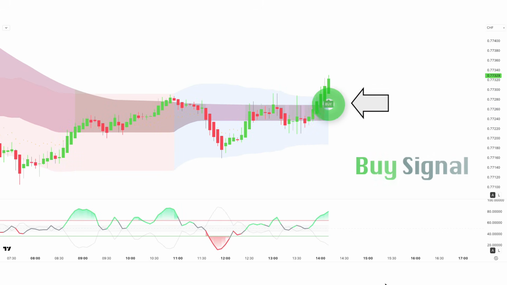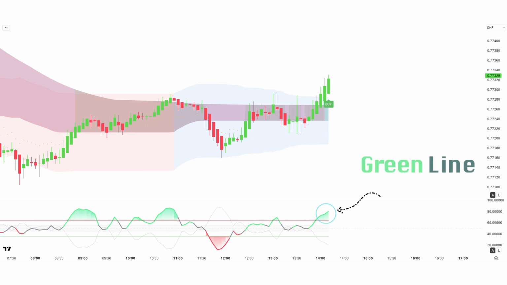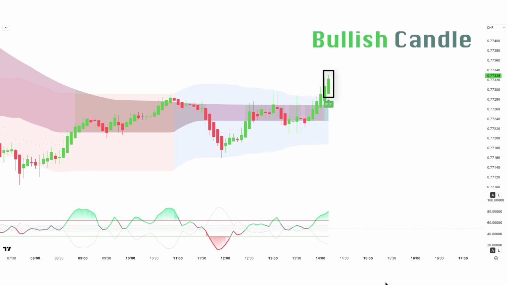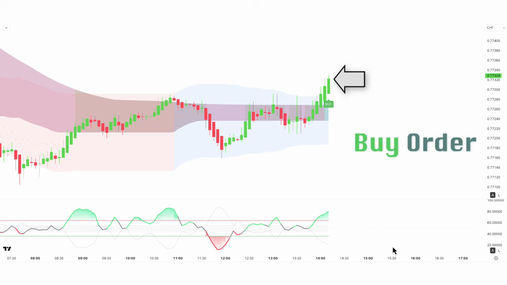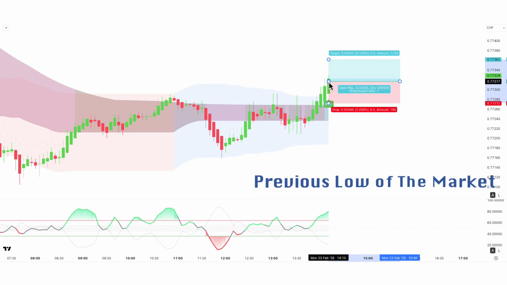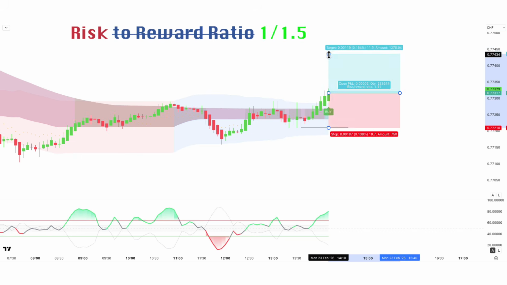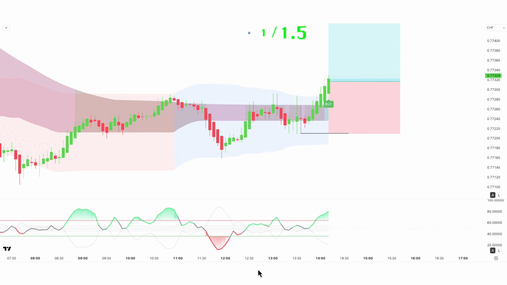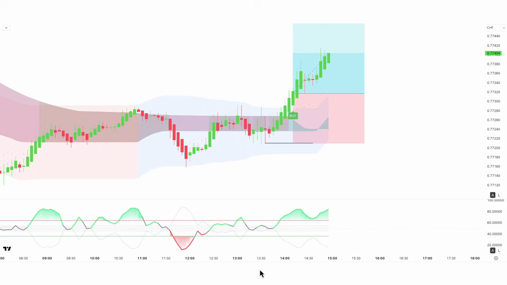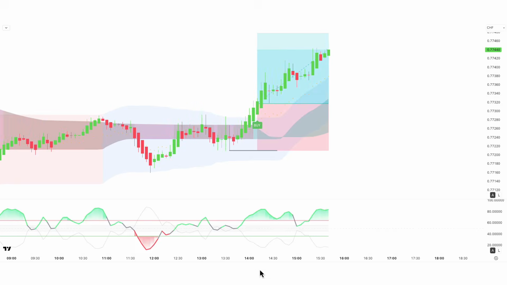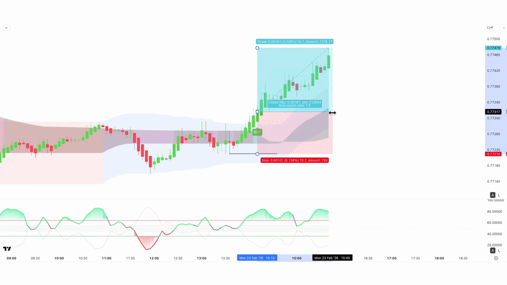When the Trend Sniper V2.5 arrow of this indicator is a buy signal, when the green line of the Adaptive Average Sentiment Oscillator is above the red line, and when the market forms a bullish candle, if this condition is fulfilled, then we will place a buy order. Our stop loss is to be placed at the previous low of the market, and the risk to reward ratio will be 1:1.5. The market has completely hit the target.